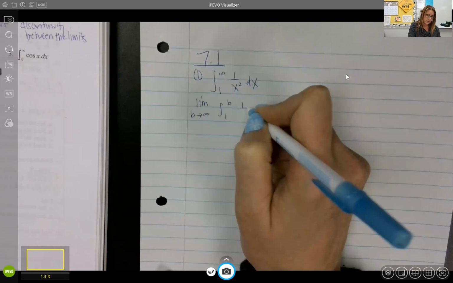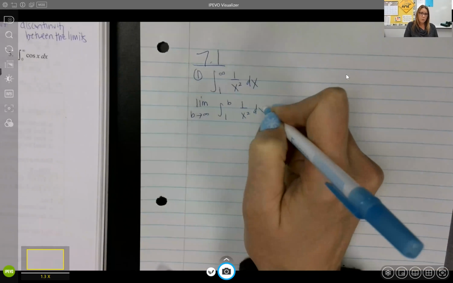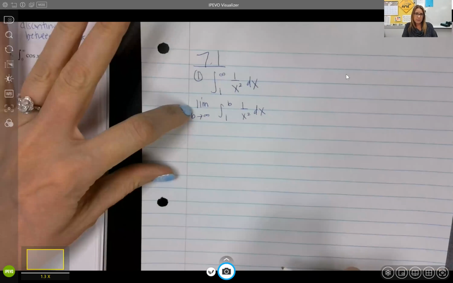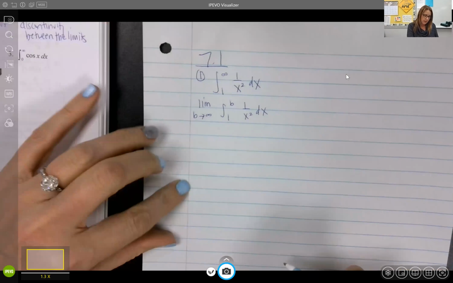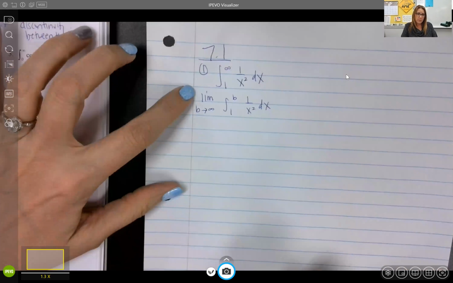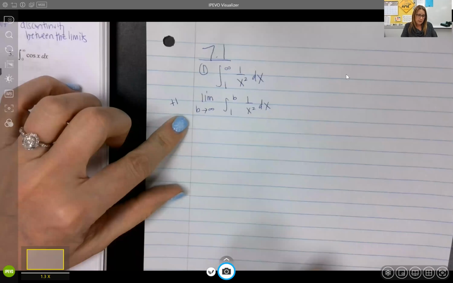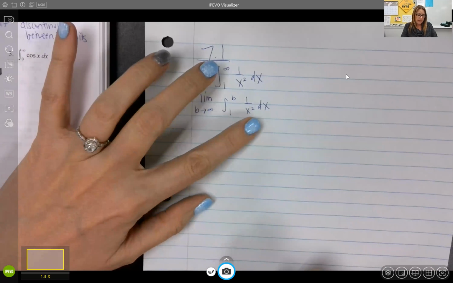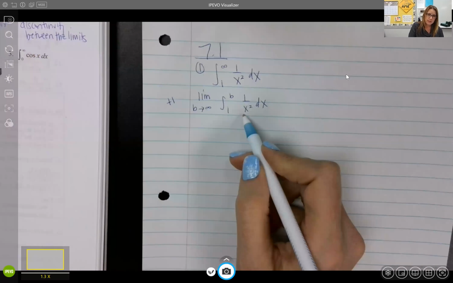There's no way to be infinity. When you do these problems, they're really tedious. You have to continue your limit all the way down. So your first point is going to have your limit as b approaches infinity and the integral from 1 to b of 1 over x squared dx. My next point is to actually take this integral.